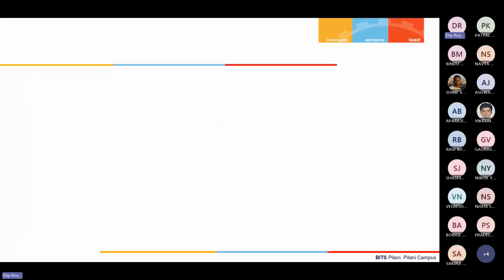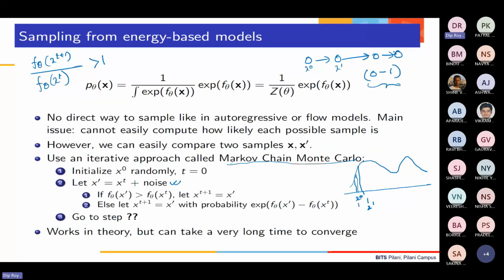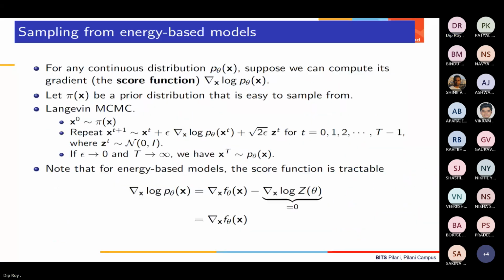Now if I come here, what is written works in theory, but can take a very long time to converge, because you have to pick thousands of samples. Okay, so what else can we do? We can take the help of a score function. Now let me talk about the score function, and it's a very important concept, because it will help in your diffusion models as well.